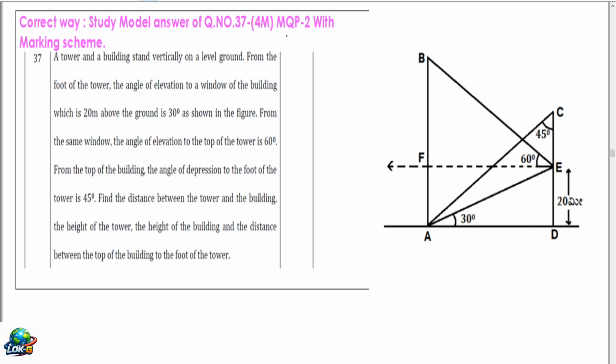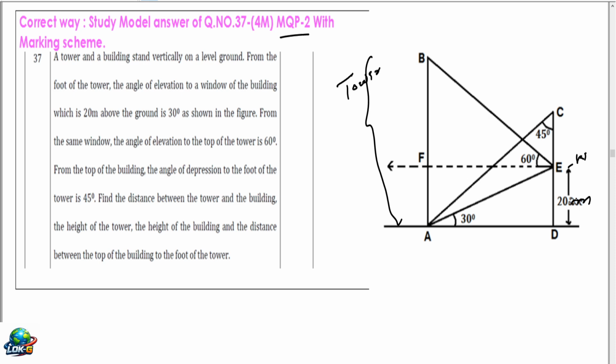Let us move on to model question number 2 of the application of trigonometry. A tower and a building stand vertically on a level ground. A tower and a building. From the foot of the tower, the angle of elevation to a window of the building, which is 20 meter above. Observe, this is 20 meter above. DE will be the window. This AB will be the tower. Are you getting me? Read and draw the diagram.